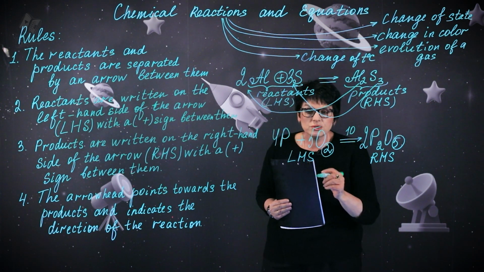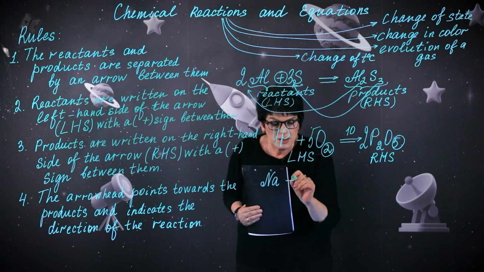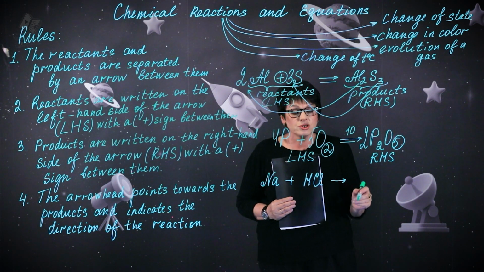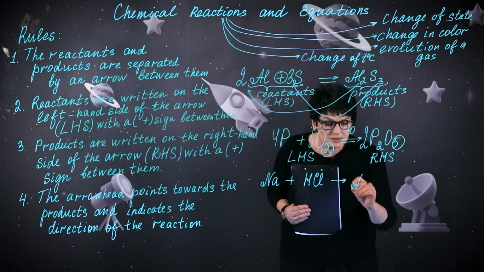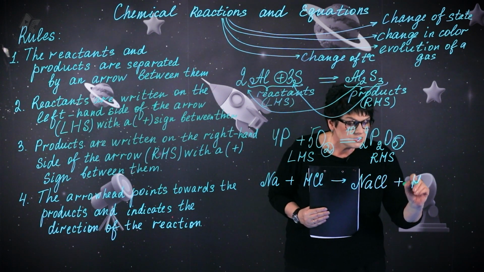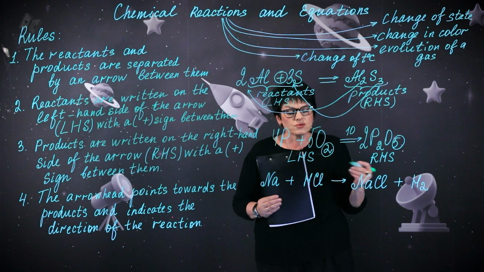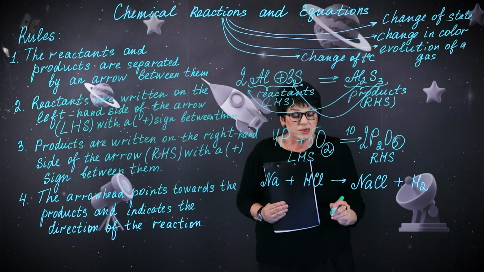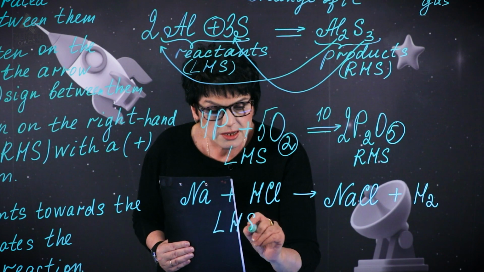But let's provide another example. Let's assume that we have sodium interacting with hydrochloric acid. This is a substitution reaction, as we'll later discover, based on chemical reaction types. So then on the right side, we end up with sodium chloride and hydrogen gas released. So, what are the reagents in this case? Reagents are on the left side. Notice that they are once again connected by a plus sign. This is the left side of this chemical reaction.